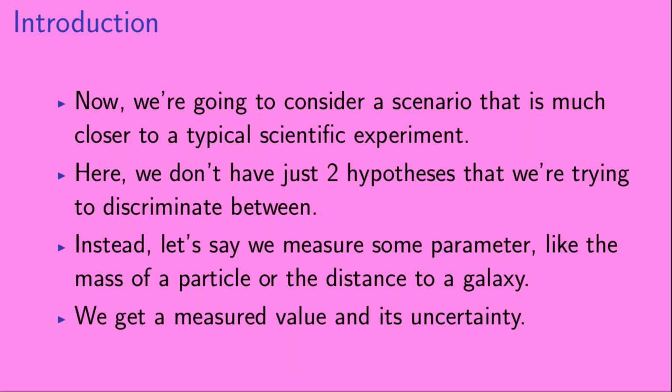Now we're going to consider a scenario that is much closer to a typical scientific experiment. Here we don't have just two hypotheses that we're trying to discriminate between. Instead, let's say we measure some parameter, like the mass of a particle or the distance to a galaxy. We get a measured value and its uncertainty.